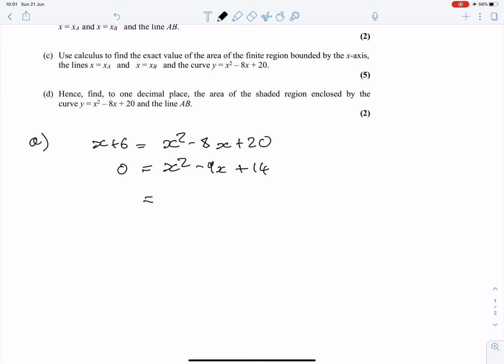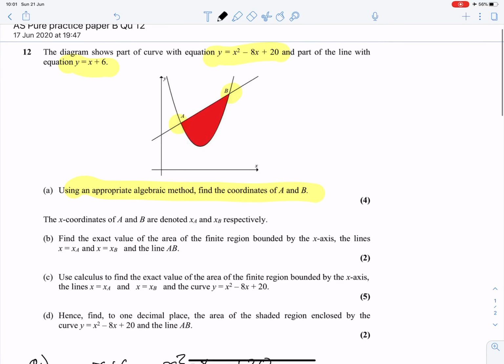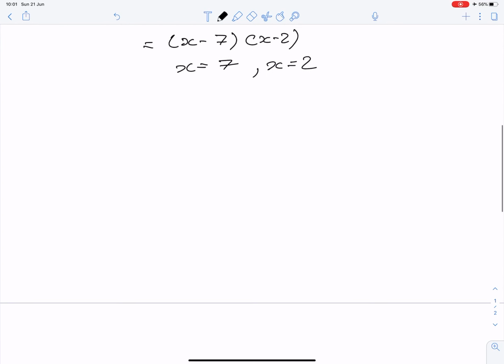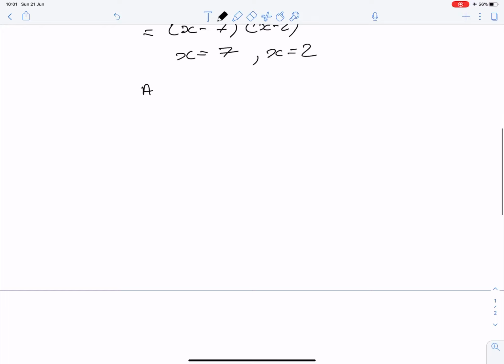If in doubt, use the grid to factorise. It looks like it's x minus 7, x minus 2. So x equals 7 and x equals 2 at the points of intersection. But we're asked for the coordinates of A and B, so we've got to substitute them back in.